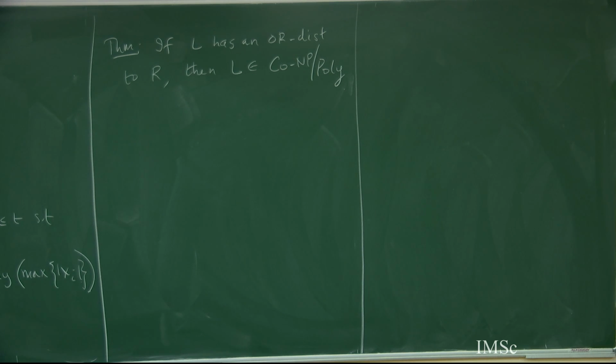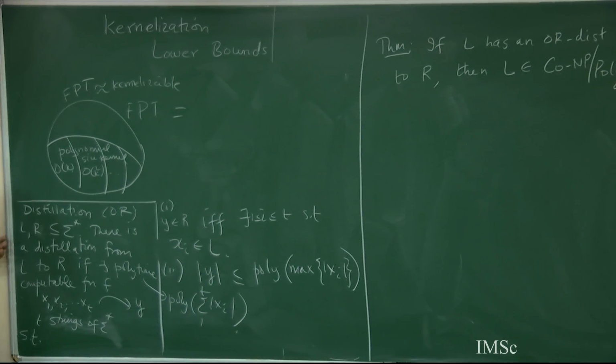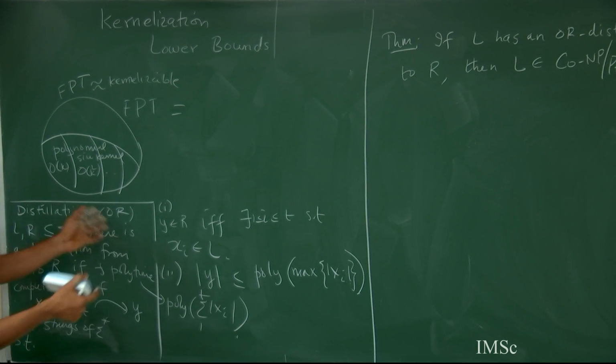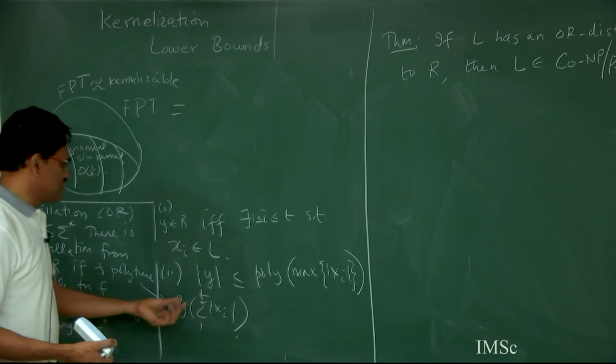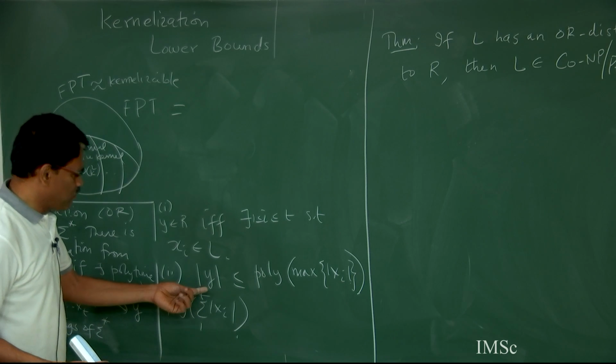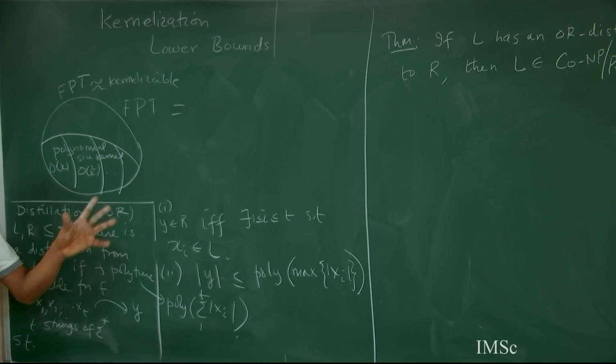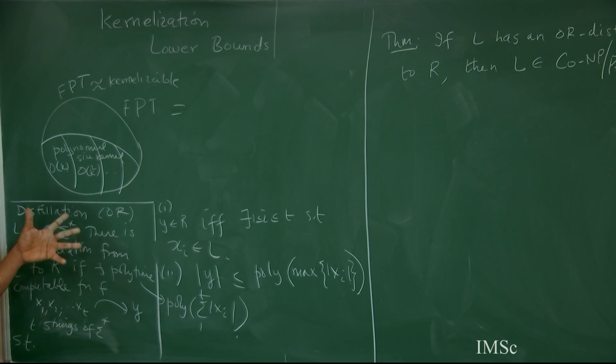Okay. So, what is this saying? That if L is some language which has such a distillation, see, the length of y is not poly in the sum of the lengths of the strings, but only poly in the max of the strings. So, in some sense it is a compression. Okay. So, I can compress the OR function somehow.